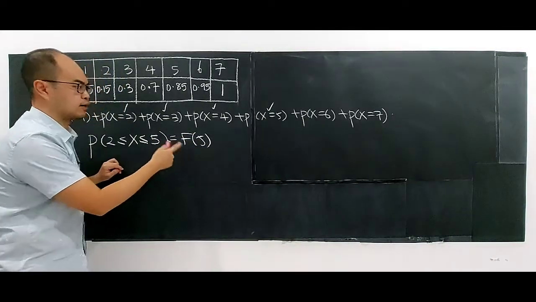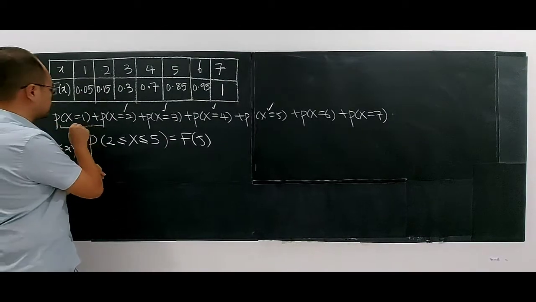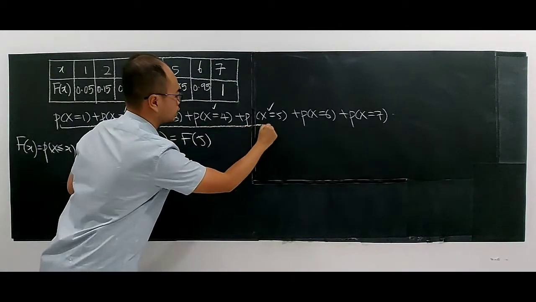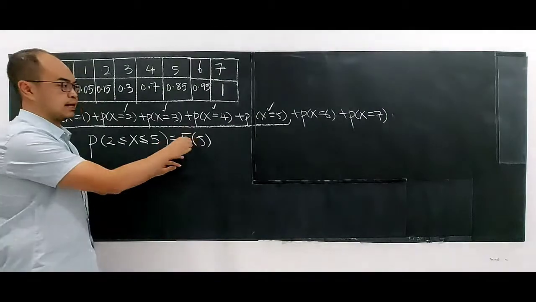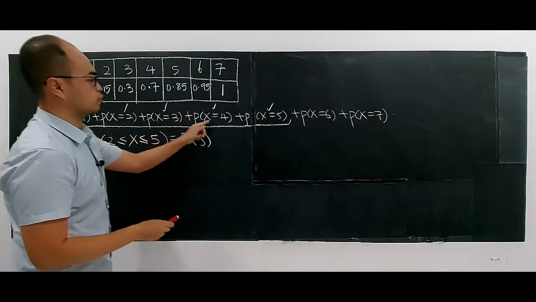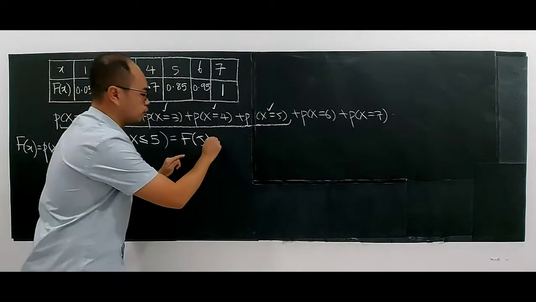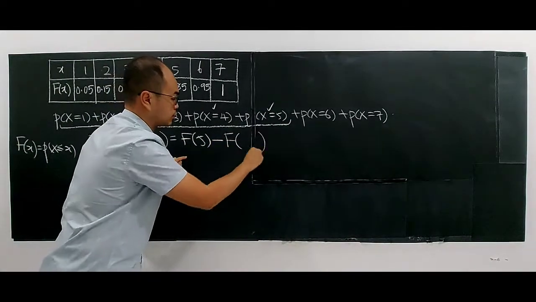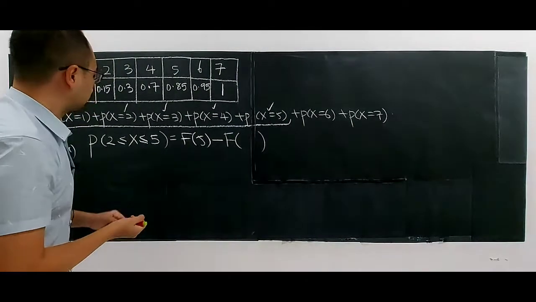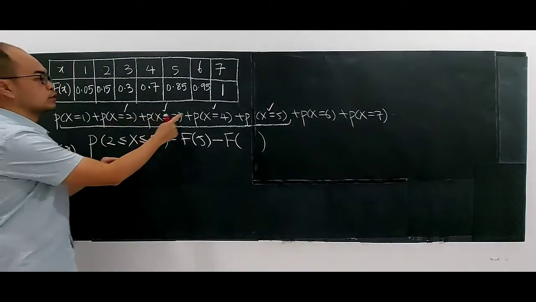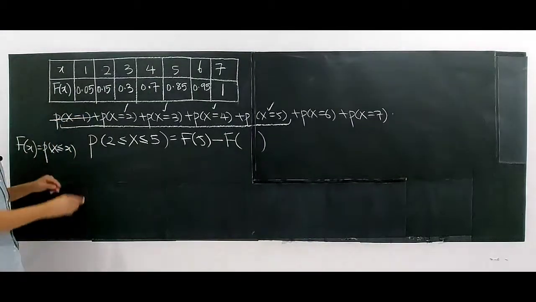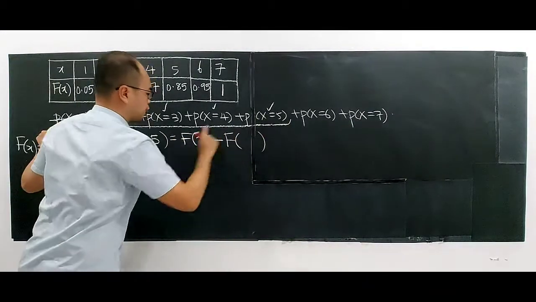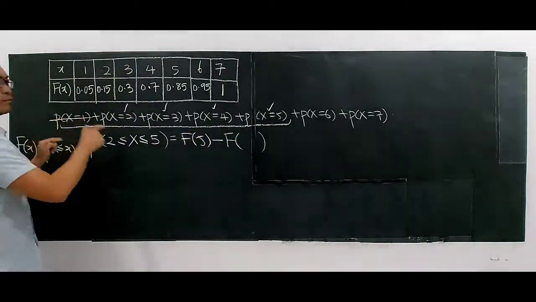Why am I taking F5? Because if you look from here up to here, it means less or equal 5. F5 is P(x less or equal 5). That's why you add 1, 2, 3, 4, 5, up to 5. But you have to minus away something. You try to think about it: they want 2, 3, 4, 5, but they don't want 1. They want to take away the 1, which means from F5 minus away F1.